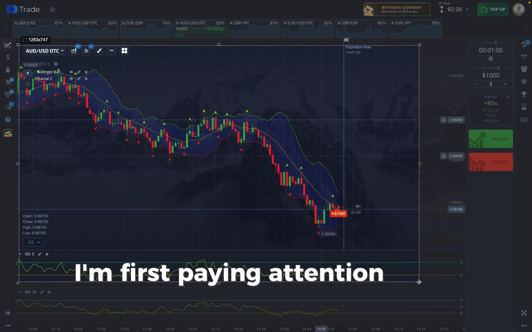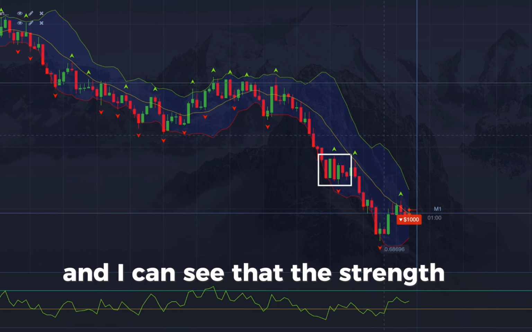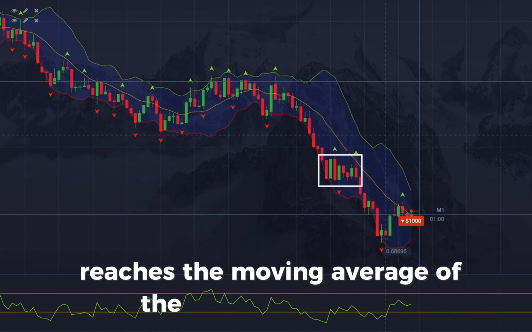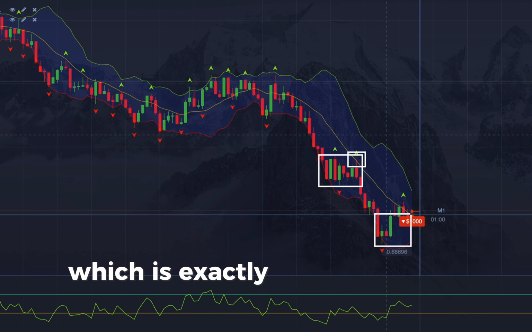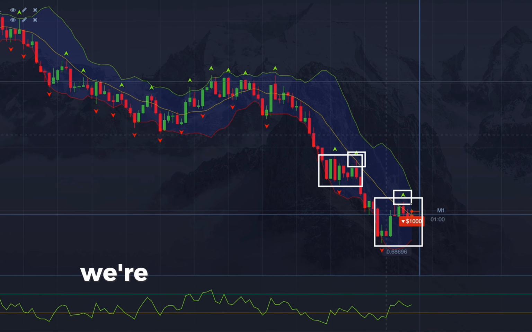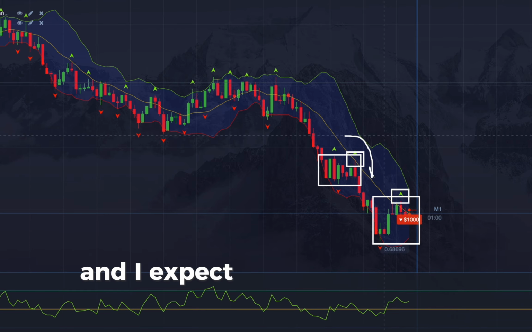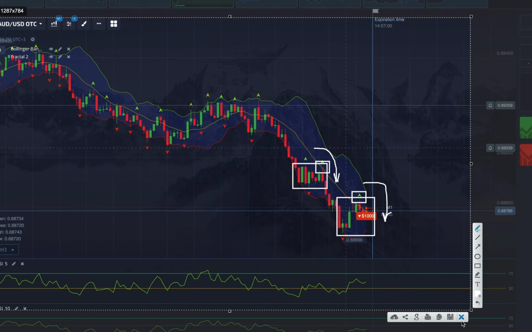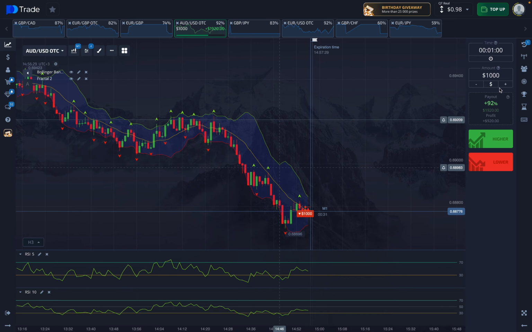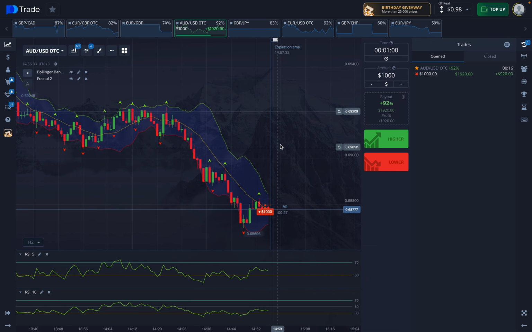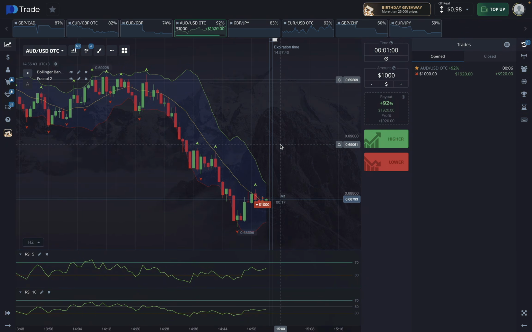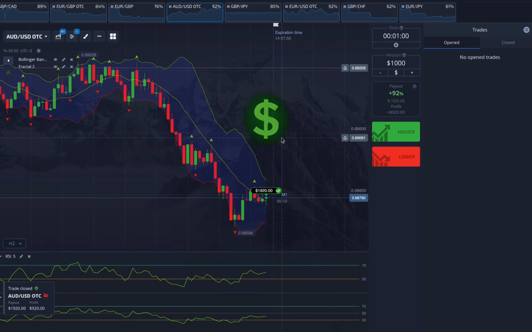I'm first paying attention to the pullback, and I can see that the strength of the pullback reaches the moving average of the channel indicator, which is exactly what happened here. We're also forming a new local high, or it has already formed, and I expect the price to move downward from here. Let's see how the first trade performs. About 15 seconds left until completion. The first trade closed in profit.